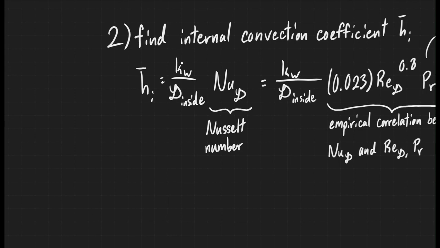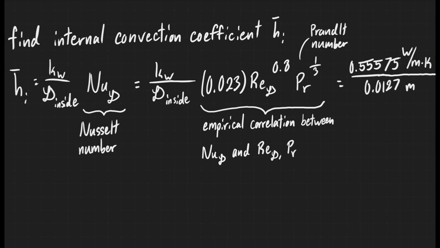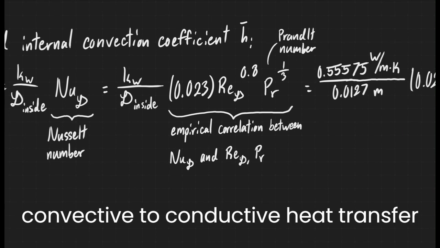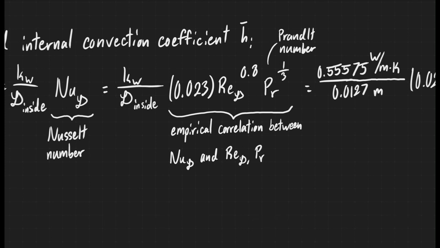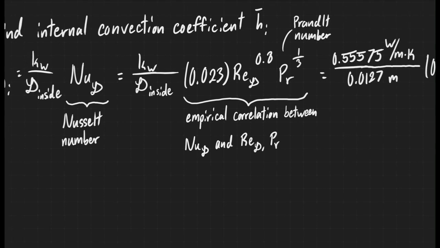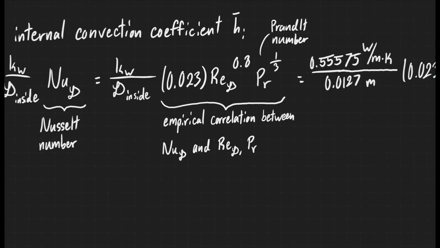Which is my thermal conductivity of my water, denoted here k sub W, times my diameter of the inside of the pipe, and multiplied by this Nusselt number, which is kind of similar to the Reynolds number, and it's also a dimensionless quantity. The Nusselt number is the ratio of convective to conductive heat transfer at a boundary in a fluid. And then I can use a different kind of correlation, which here is an empirical correlation between the Nusselt number and the Reynolds number and the Prandtl number.